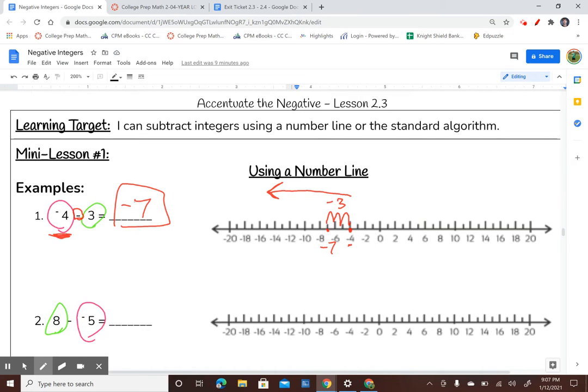Boom goes the dynamite. Now I move on to question 2. This time I'm starting at +8.